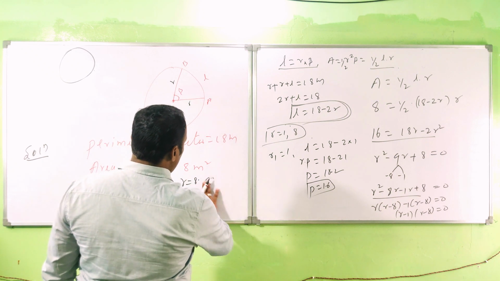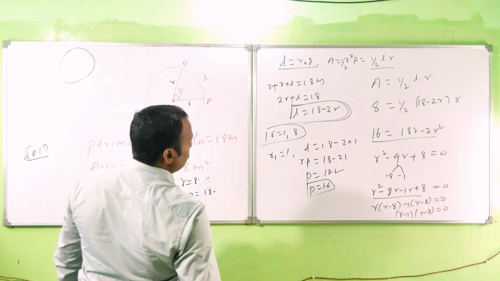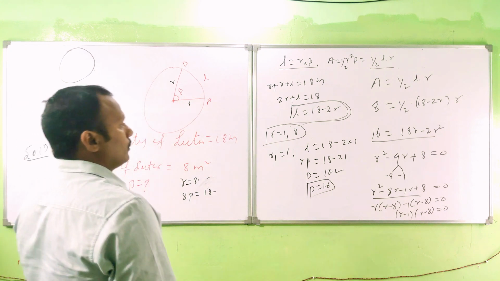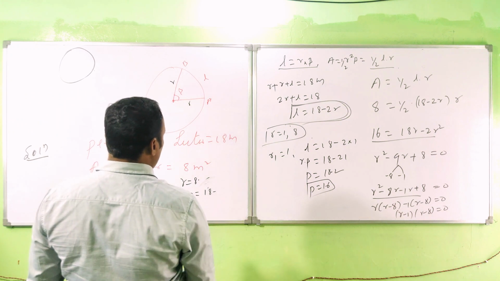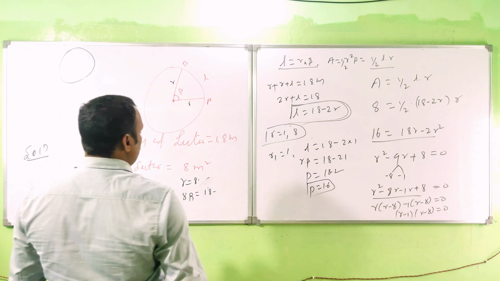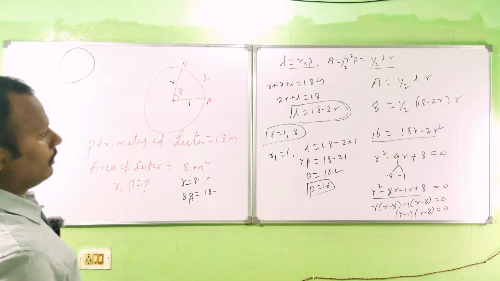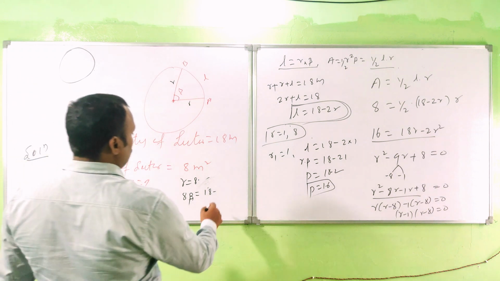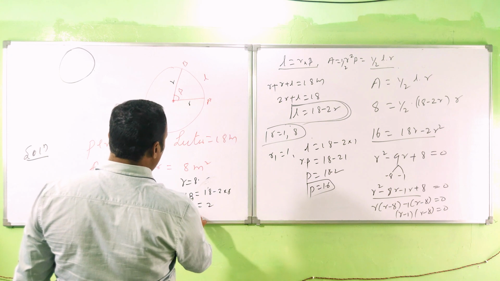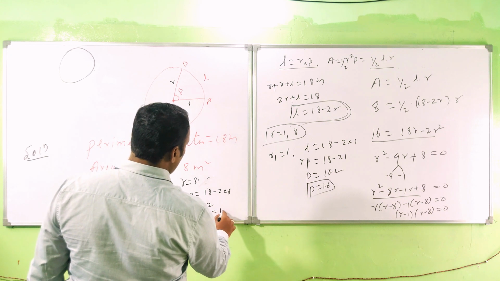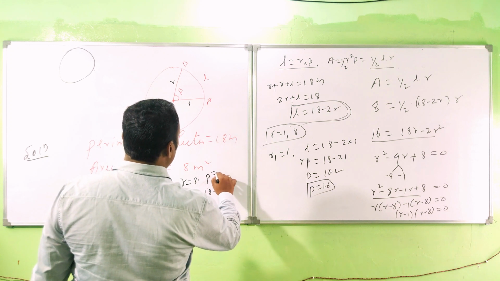8 into beta is equal to 18 minus 2 into 8. This becomes 2. So beta becomes 2 by 8. This becomes 1 by 4. Or beta becomes 1 by 4.